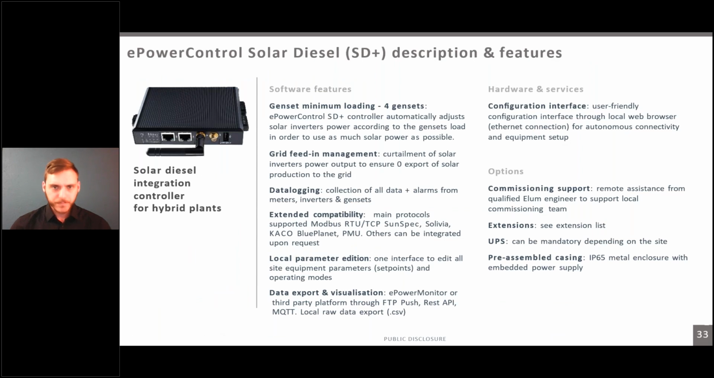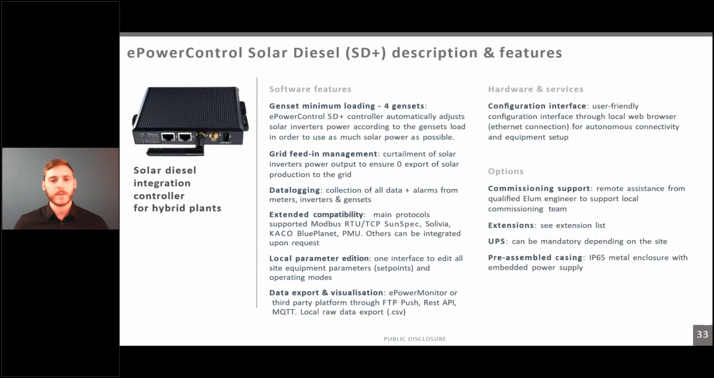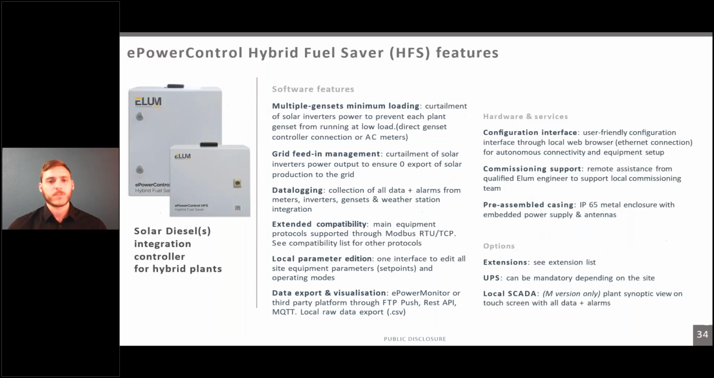Right. We have two solutions, our SD or solar diesel solutions, our SD Plus and our HFS solution, which is this one. They are almost the same, not the same in hardware, but almost the same in software. The SD Plus is more for smaller sites, so you can integrate up to 300 kilowatts with this SD controller, whereas the HFS controllers, there's a few options, the smaller and the bigger one, that can go up to 3 megawatts.